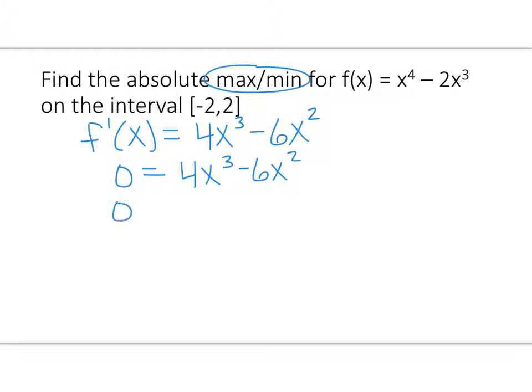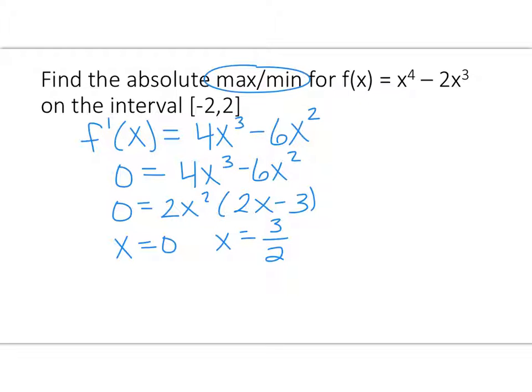I can factor out a 2x squared. So I'm left with 2x minus 3. So I get when x is 0, or when x equals 3 halves, I could have a local max or a min, but I also have to include my endpoints. So to verify where the absolute max, the absolute min, the local max, the local min are, I have to evaluate all of them. So I have to calculate f of 0. I need to calculate f of 3 halves. I need to calculate f of negative 2. And I need to calculate f of 2.